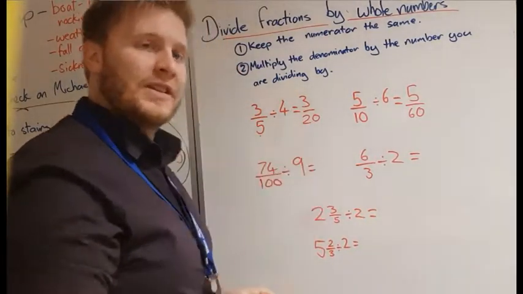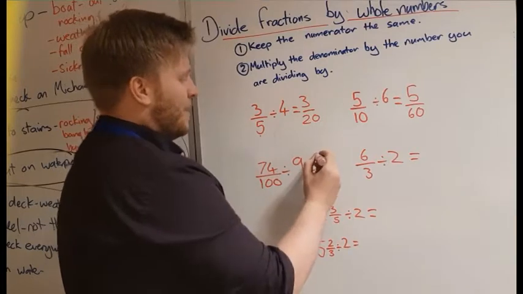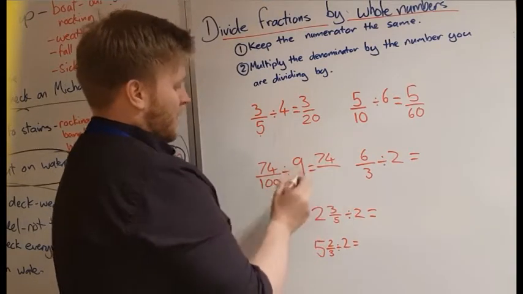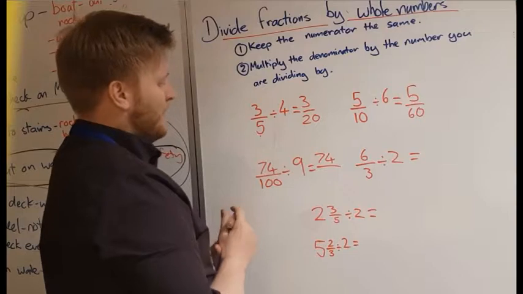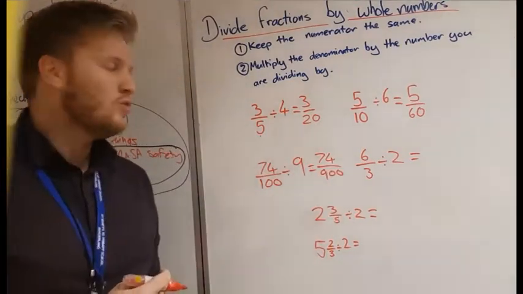Obviously these fractions, if you wanted to simplify them down afterwards, of course you could. So it means we can do it even with bigger numbers here. Keeping our 74 hundredths divided by 9, we keep 74 the same. We'll do 100 times 9, and we get 74 nine-hundredths.